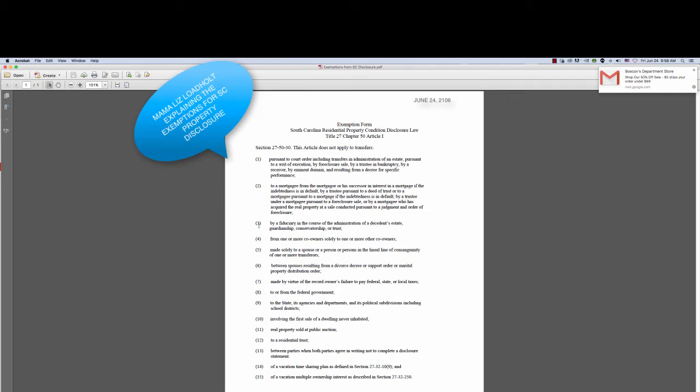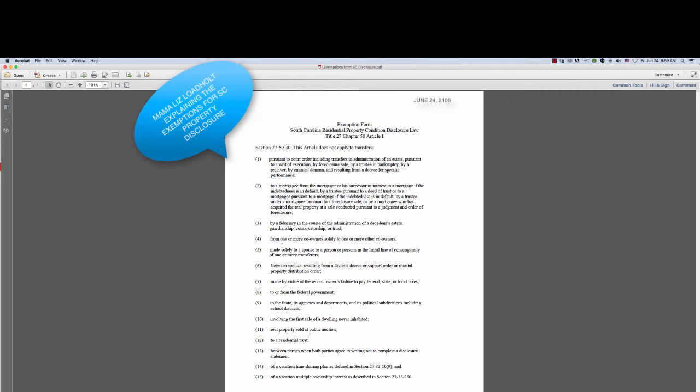Number 3, by a fiduciary in the course of the administration of a decedent's estate, guardianship, conservatorship, or trust. Okay, the administration of an estate. The fiduciary or the administrator of the estate does not have to have one, but the person who inherited the property through the estate, when they sell, has to have one.